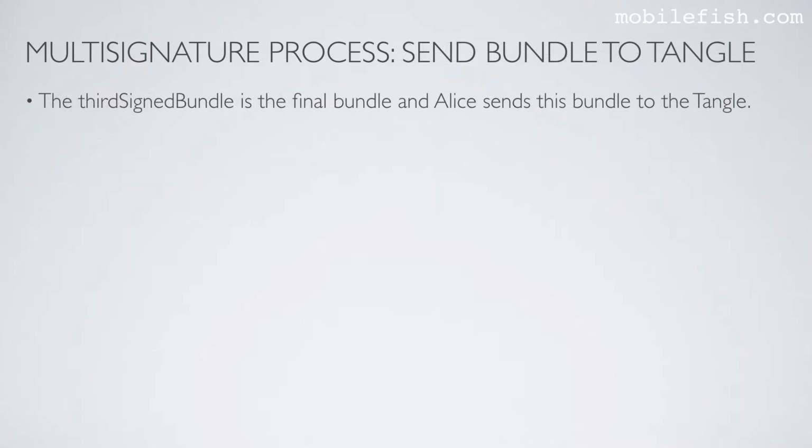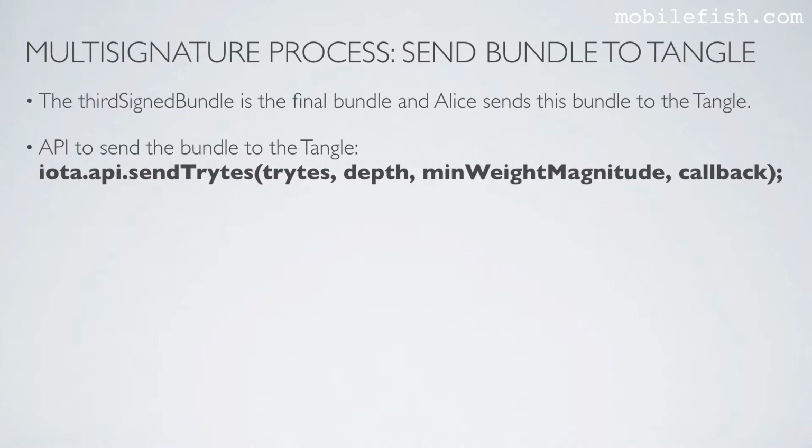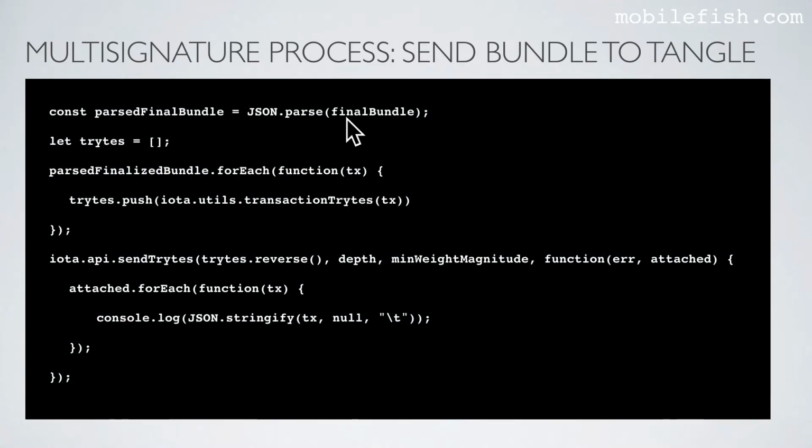As mentioned earlier, the third signed bundle is called the final bundle, and Alice sends this bundle to the tangle. The API to send the bundle to the tangle is iota.api.sendTrites. In the next slide, I will explain what this value is. You parse the final bundle, and we call it the parsed final bundle. We create a trites array. We loop through the parsed final bundle and convert each transaction object entry to trites and add it to the trites array. The trites array is reversed and is used as input for the iota.api.sendTrites API.